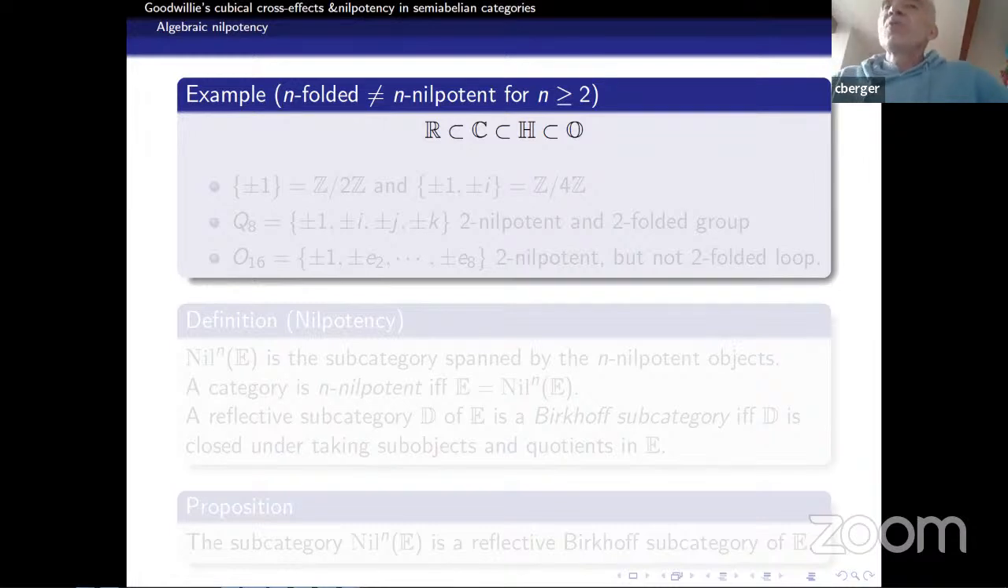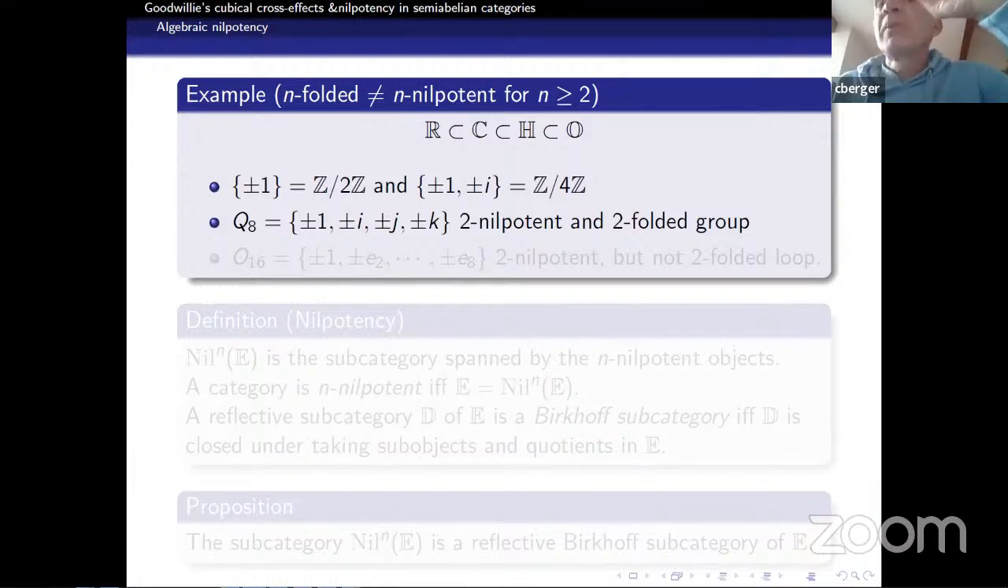And now what you can do is look at the R basis, the canonical R basis together with the additive inverses. So in the real case, you get a group which is a two-element group. In the complex case, you get a four-element cyclic group. In the quaternionic case, you get also a group with 8 elements, and it is easy to show that this group is two nilpotent and two folded.